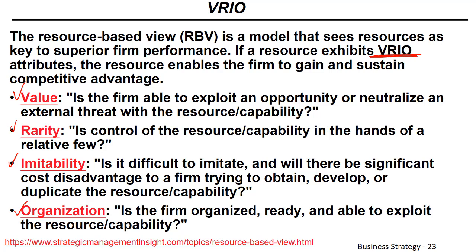Therefore, you do have some kind of strategic advantage. And the resource is not so easy for other people to copy, so it's inimitable. It is difficult to be imitated by other people. Not being easy to imitate is an important attribute, and the resource has to be rare and valuable. Organization really refers to the firm being organized and ready and able to exploit the resources with the capability they may have. So that's called VRIO. So remember what each of the acronyms mean.